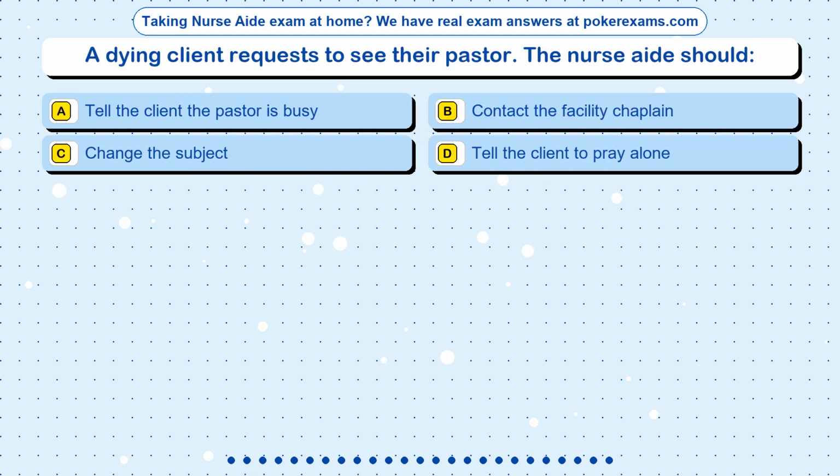Question 24. A dying client requests to see their pastor. The nurse aide should: Option A, tell the client the pastor is busy. Option B, contact the facility chaplain. Option C, change the subject. Option D, tell the client to pray alone.